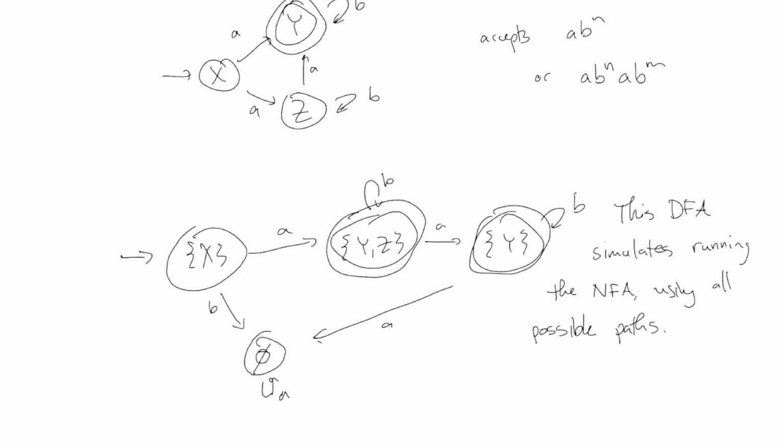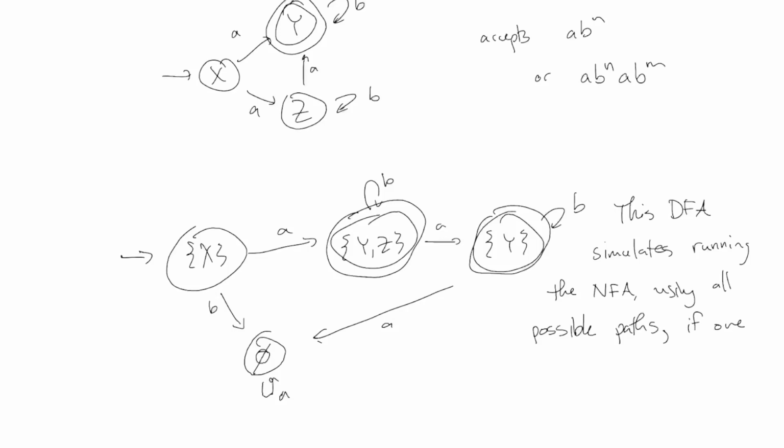Right? It's kind of representing running every possibility simultaneously from the original DFA. And this is why all it takes to be accepting down here is that your set includes one of the accepting states up here. So the fact that y comma z is accepting, it's because one of those possible universes involves an accepting state, which means that string should be accepted. So this DFA simulates running the NFA using all possible paths.